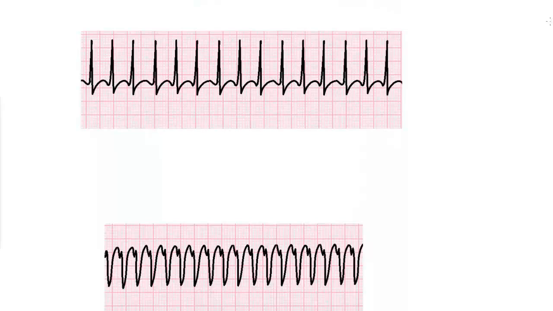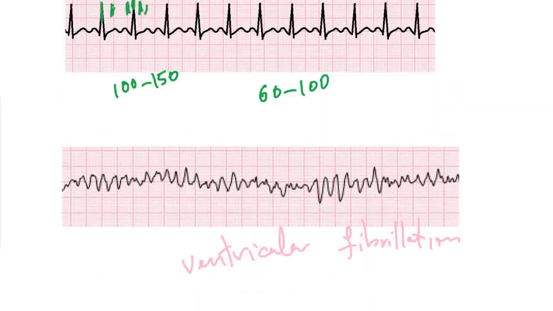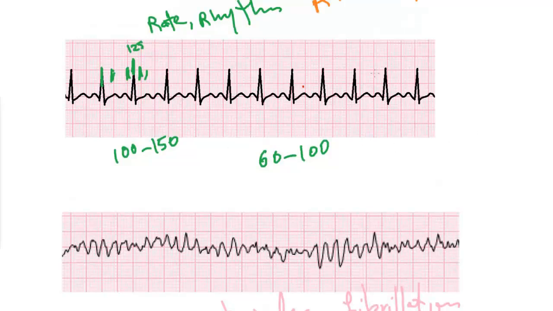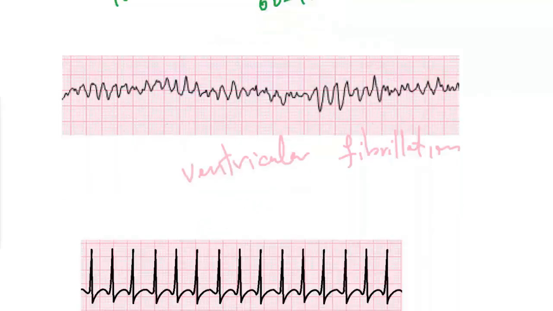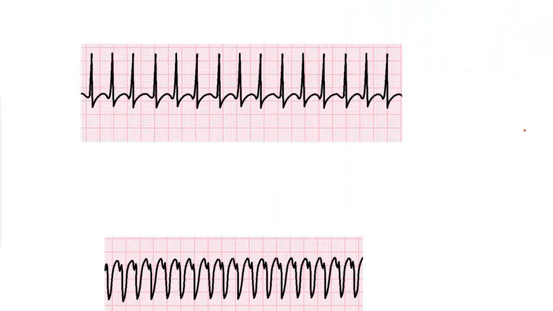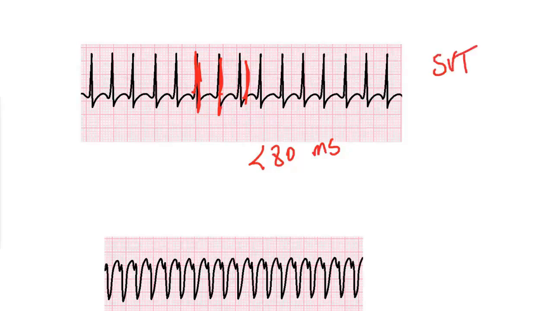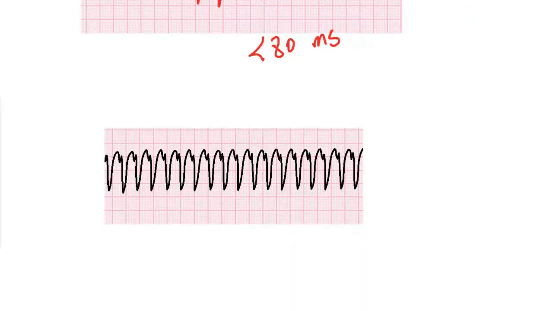What do we have next here? So if you compare this one to the earlier one that we have here, you can see that there is a rapid heart rate, but the QRS interval here is 100 milliseconds versus in here, what's the QRS interval? It's very narrow, less than 80 milliseconds. So this is an example of a supraventricular tachycardia.